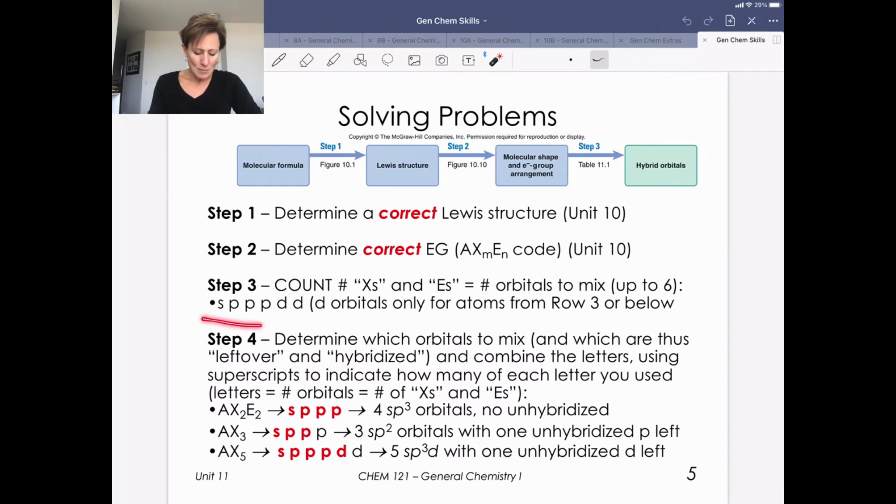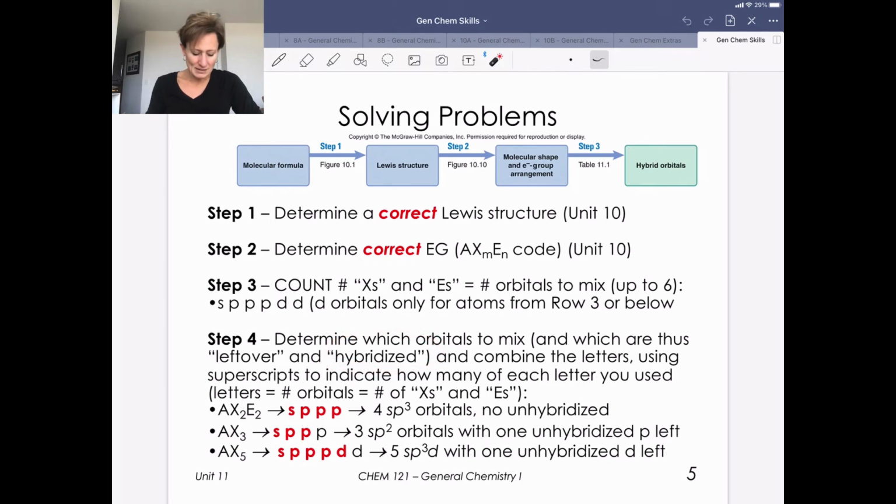So I want you to remember this series of letters, 6 letters: S, then 3 p's, then 2 d's. The number of letters that we're going to use there corresponds to the number of X's and E's. We're going to do a couple of examples here so you can see this in place. That will help us figure out how many orbitals we mix, and then once we determine which of these orbitals we mix, that's going to determine which ones are what we call hybridized.